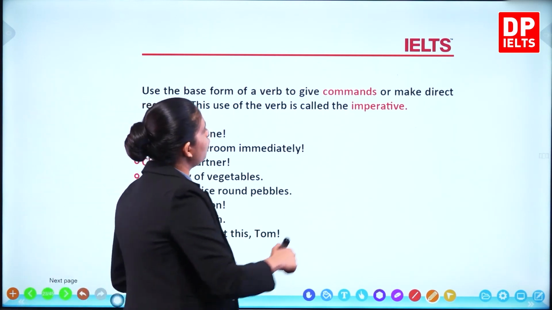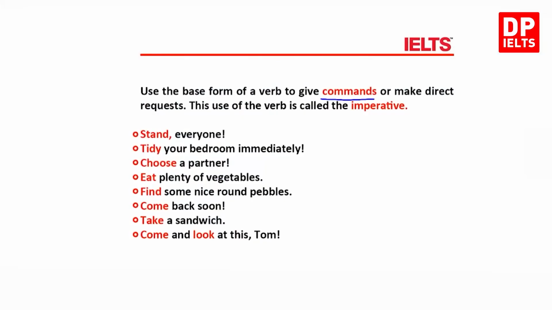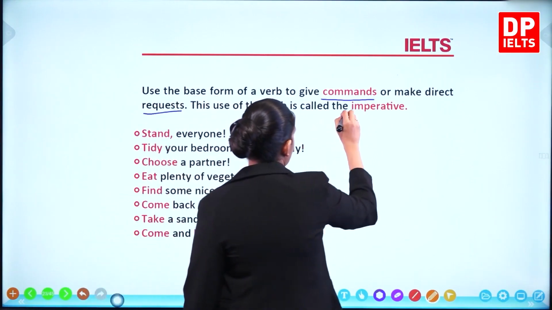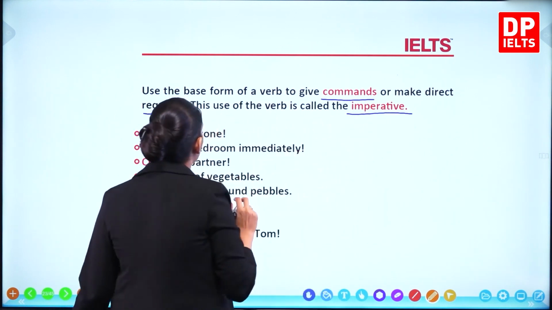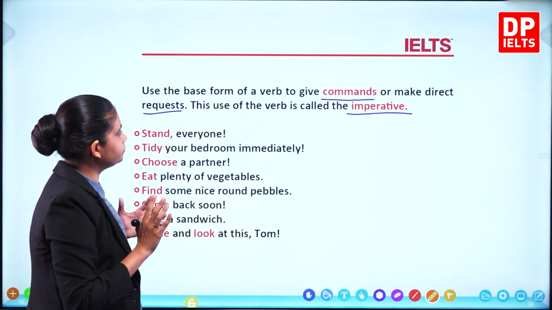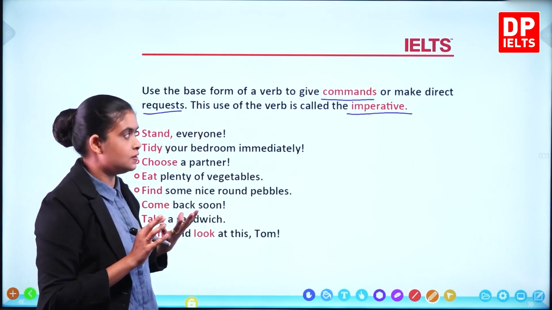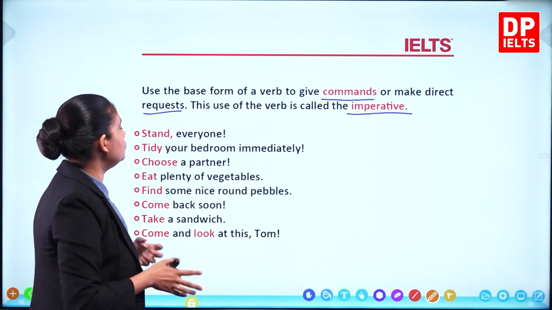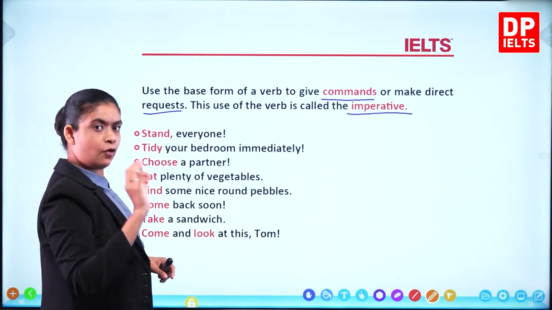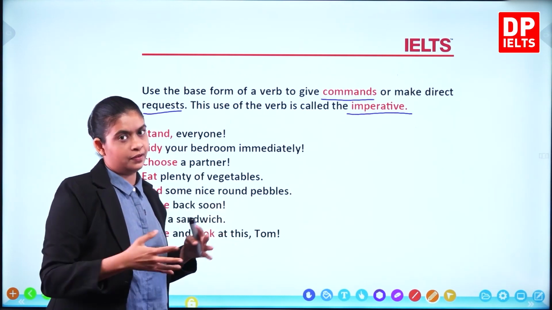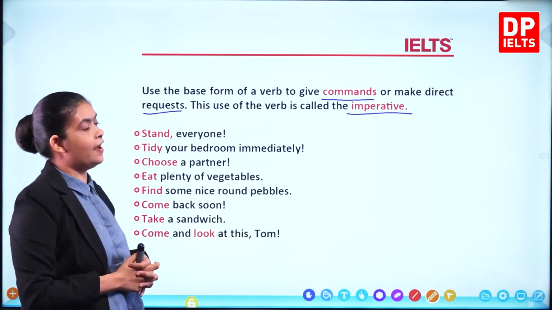Use the base form of the verb to give commands or make direct requests. This use of the verb is called imperative. So, you use verbs, right? And you give commands. When you use the verbs in giving commands, you use the base form of the verb, right? And this use of the verb, we call it the imperative.